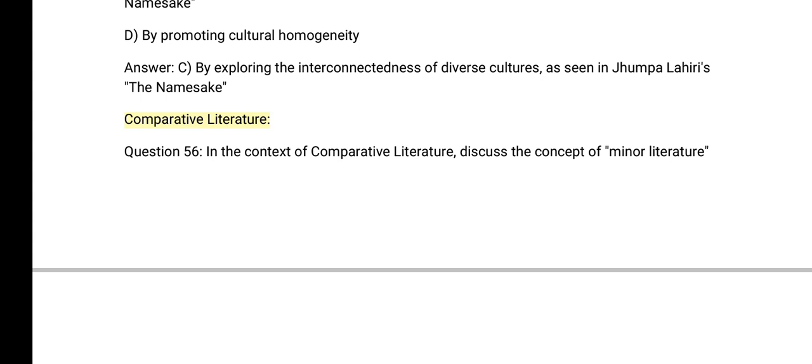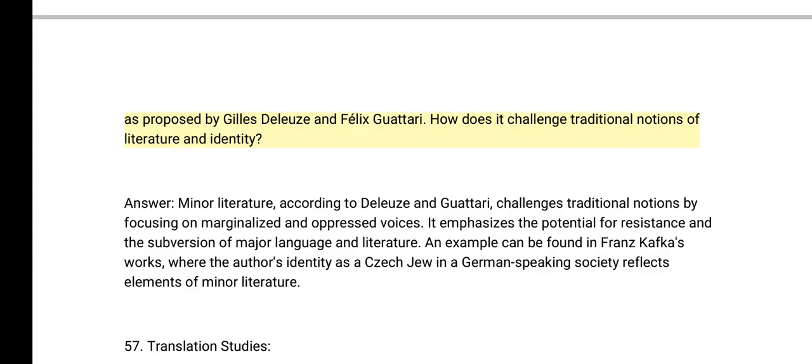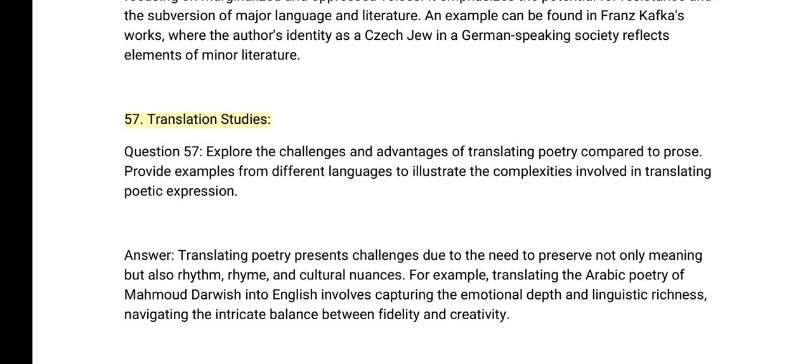Comparative literature. Question 56. In the context of comparative literature, discuss the concept of minor literature, as proposed by Gilles Deleuze and Félix Guattari. How does it challenge traditional notions of literature and identity? Answer: Minor literature, according to Deleuze and Guattari, challenges traditional notions by focusing on marginalized and oppressed voices. It emphasizes the potential for resistance and the subversion of major language and literature. An example can be found in Franz Kafka's works, where the author's identity as a Czech Jew in a German-speaking society reflects elements of minor literature.